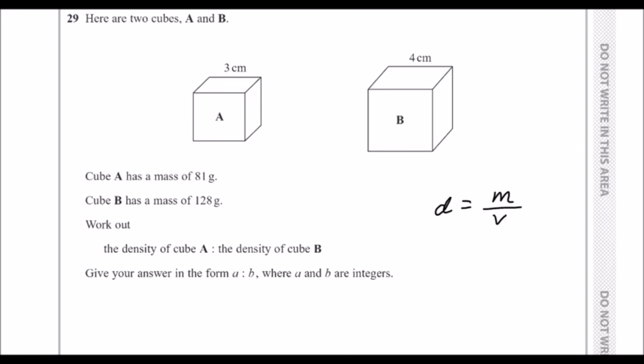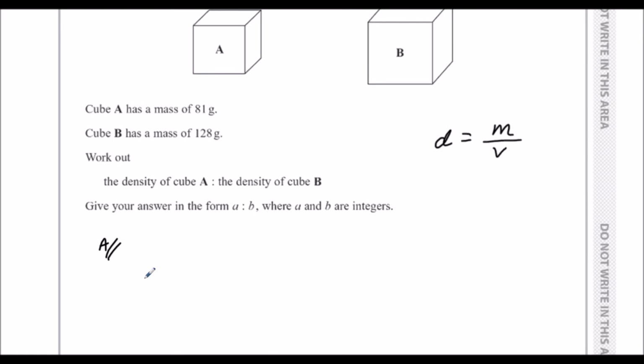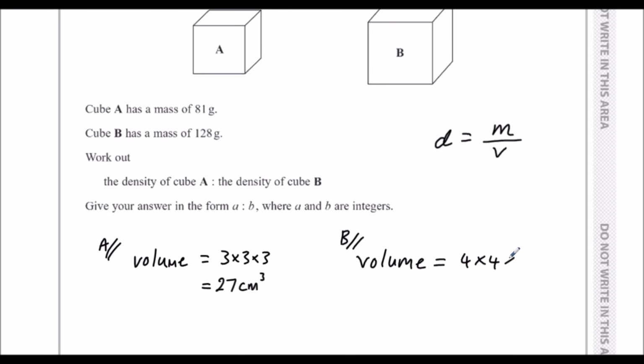So the volume of a cube is length times width times depth. So 3 cubed and 4 cubed. So for A, the volume is 3 times 3 times 3. 3 times 3 is 9. 9 times 3 is 27. So 27 centimeters cubed. And for B, the volume is 4 times 4 times 4. 4 times 4 is 16. 16 times 4 is 64.